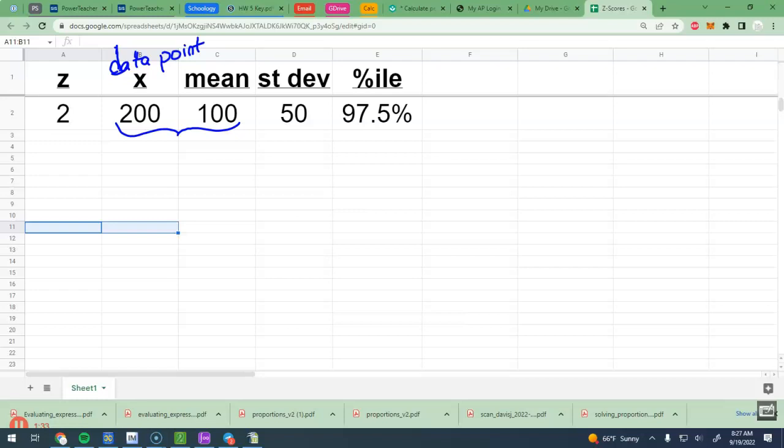How far apart are those? 100 apart. Every standard deviation is 50. So how many standard deviations apart are there? There's 2. So they're 100 apart. Every standard deviation is 50, so they're 2 standard deviations apart. And are we above the mean or below the mean? Above. So then we end up with a z-score of +2. Positive because we're above. And then a +2 z-score puts us here. Remember, percentile is the percent below.